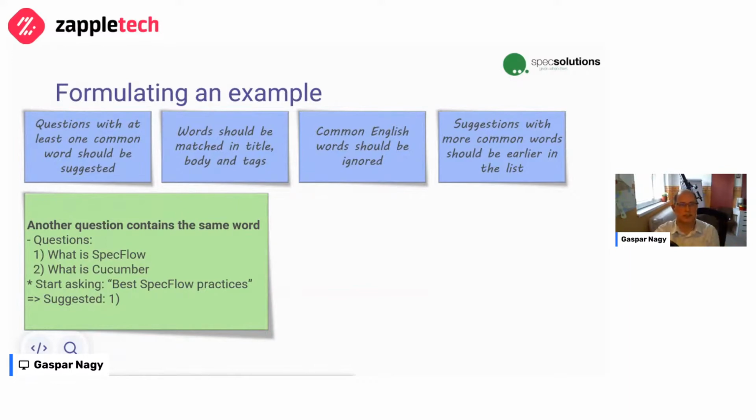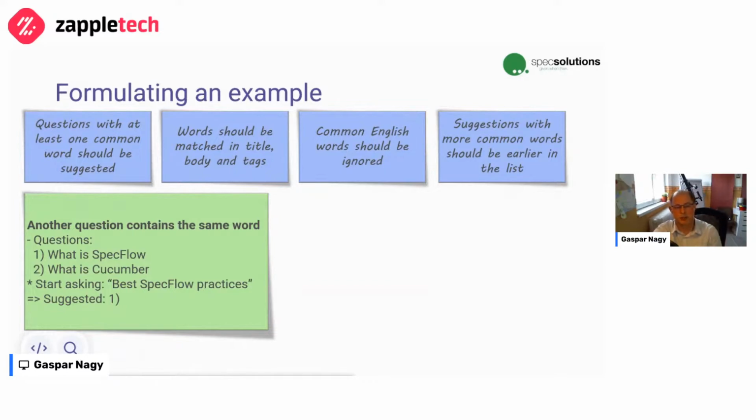This is some suggestion related user story. Let's imagine that we have 2 questions in the system. What is SpecFlow? What is Cucumber? If you start asking best SpecFlow practices, then we should suggest the first one, what is SpecFlow. That's the concrete example. As you can see, this is a very simple thing.